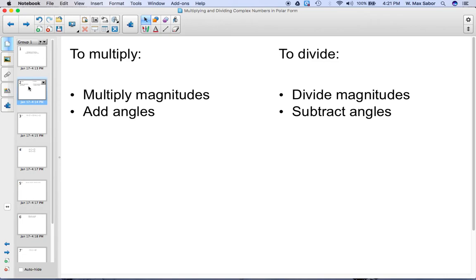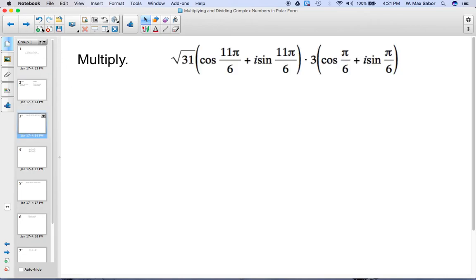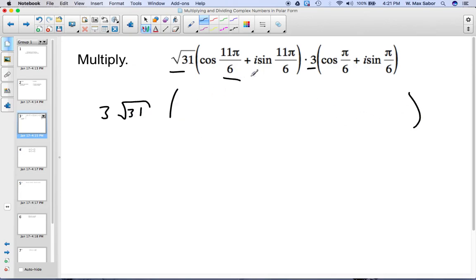So let's do some examples. So this is multiplication. So we will multiply the magnitudes, 3 squared is 31, and add the angles. So 11 pi over 6 plus pi over 6, that's 12 pi over 6. Cosine 12 pi over 6 plus i sine 12 pi over 6.